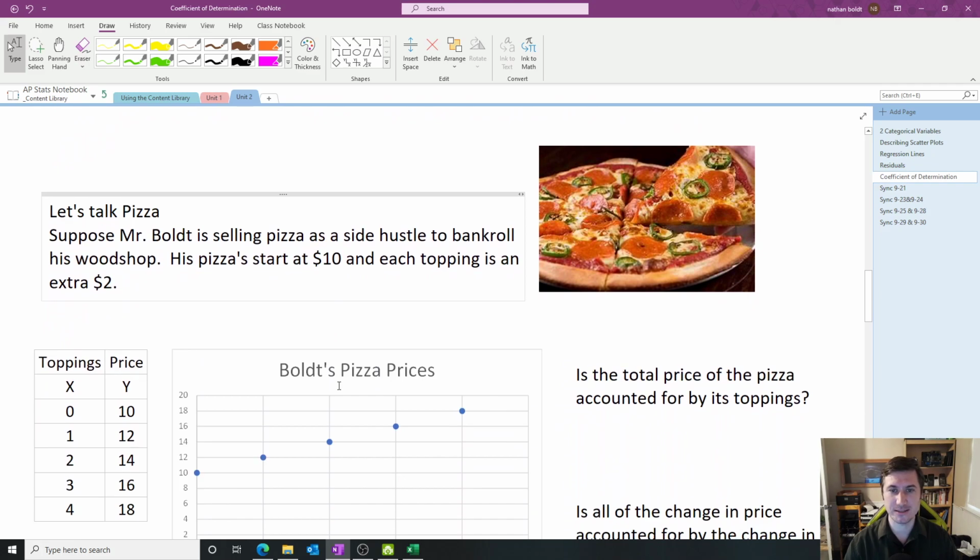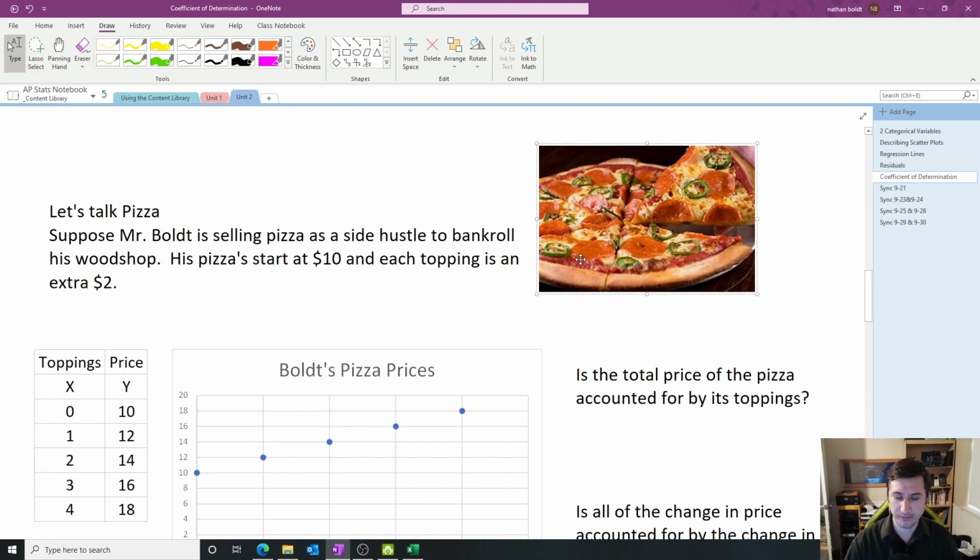So here's a simplified version. Suppose Mr. Bolt is selling pizza as a side hustle to bankroll his wood shop. His pizzas start at $10 and each topping is an extra $2. All right, so whoa. No.